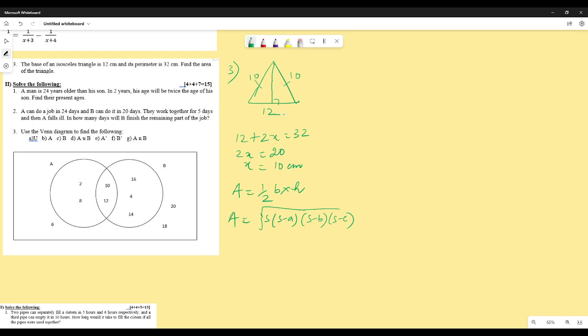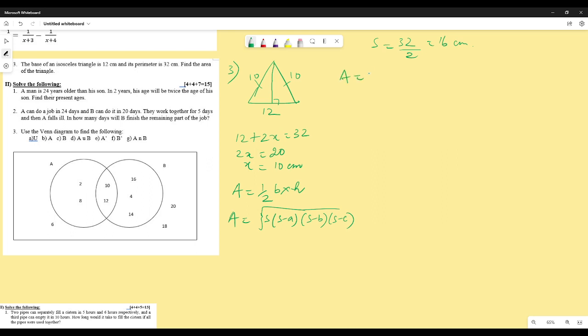How do you find the semi-perimeter? The semi-perimeter is the sum of all three sides, that is the perimeter, divided by 2. So we already know that the perimeter is 32. So the semi-perimeter will be 16, right? So you can use Heron's formula to calculate it.